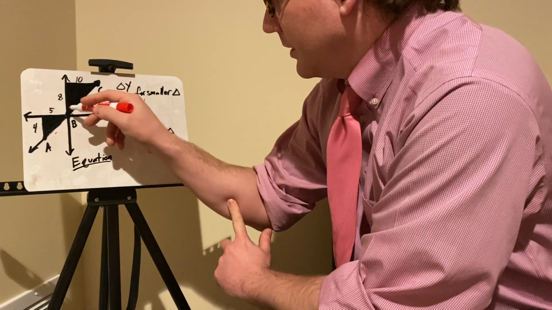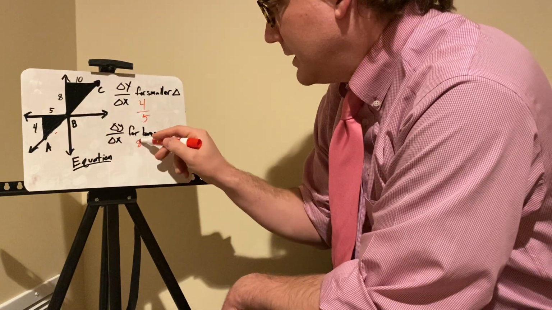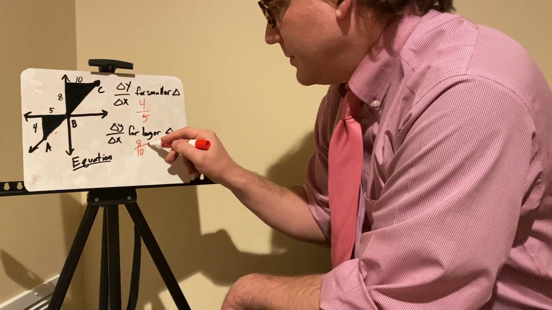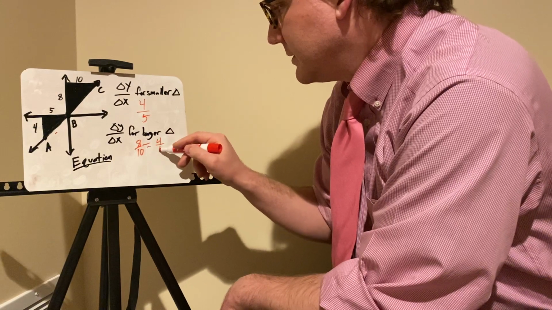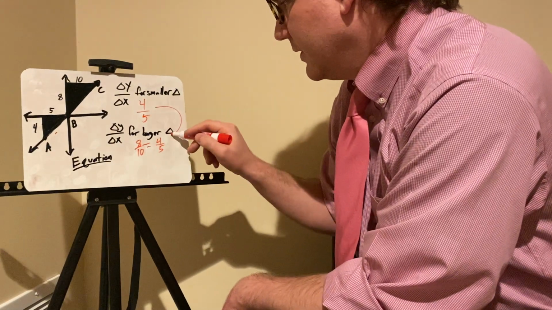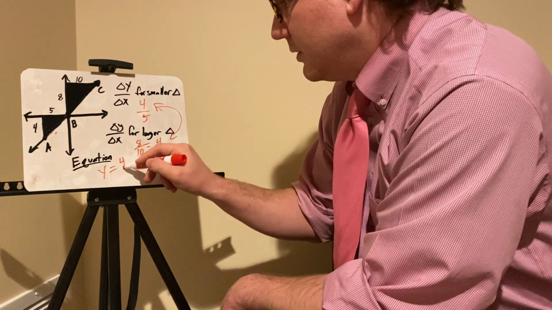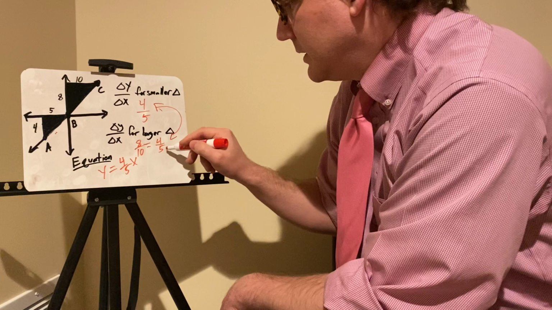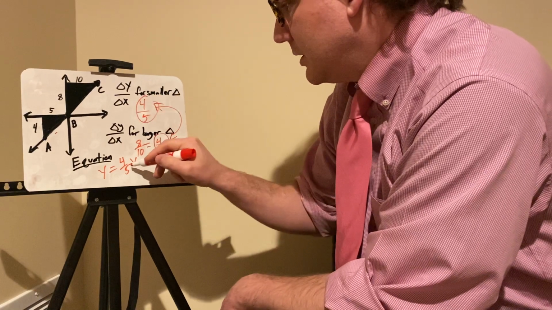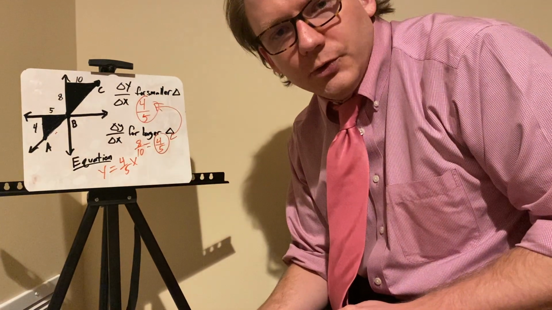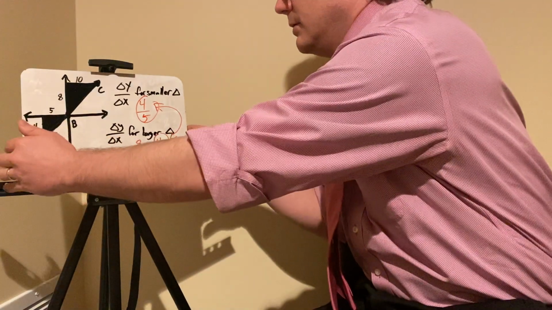For the bigger triangle, my rise is 8, my run is 10. 8 over 10. This can be reduced to 4/5. So these are equivalent. And now I can write the equation that y equals 4/5 x. You take your rate of change, you multiply it by x, and set it equal to y. That's how you write your equation.